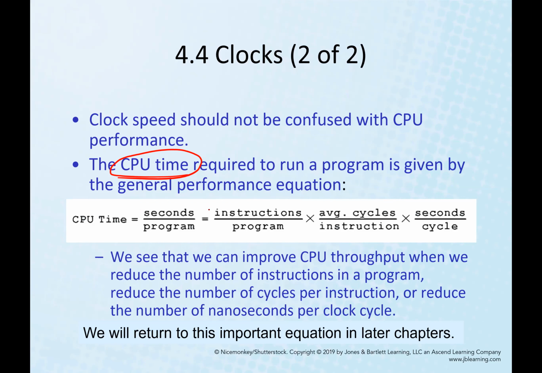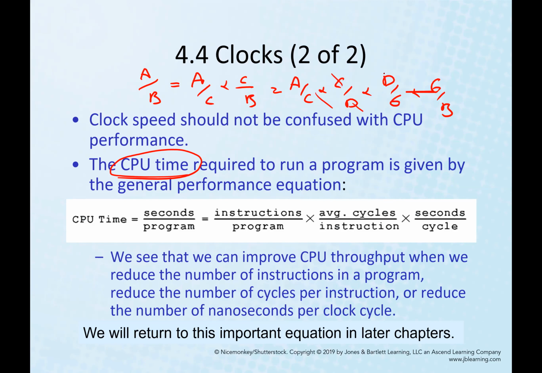I want to expand this. By the way, we know that A over B, I can write it in this way: A over C times C over B. Is it right or wrong? Of course, it's correct. Or I can say A over B is A over C times C over D times D over E times E over B. It's the same. If we multiply, C cancels C, D cancels D, E cancels E, and the same thing here.